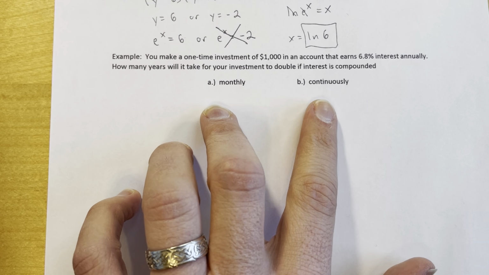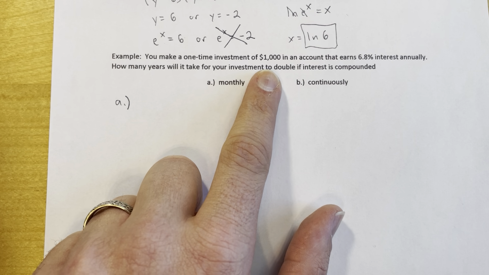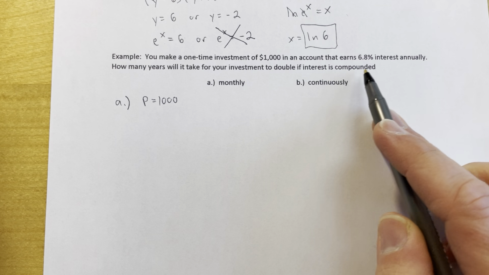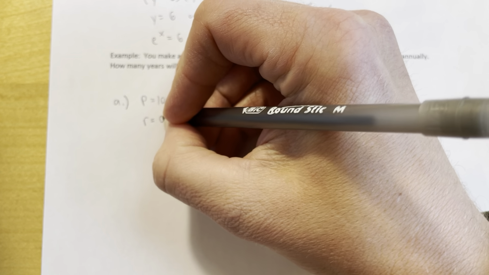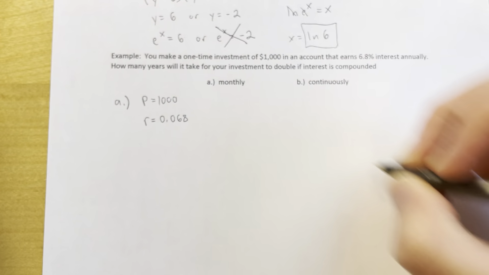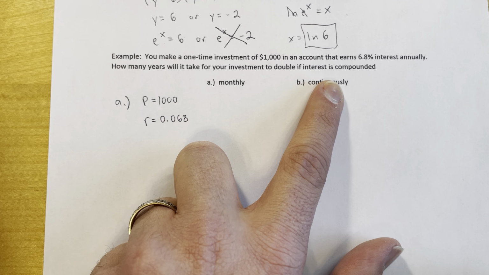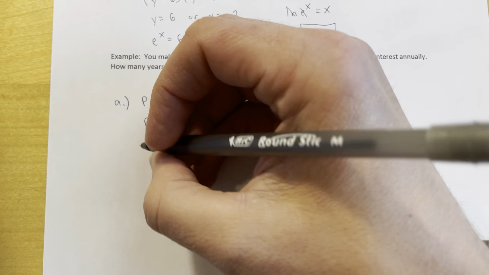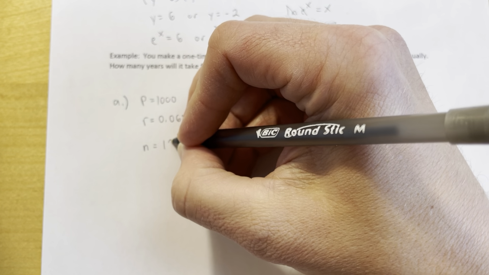Compound interest problem. It's got an A and a B to it. So let's start with A. We're going to make a one-time investment of $1,000. So that's P equals 1,000 in an account that earns 6.8% interest annually. So that's my rate. R is equal to 0.068. And it says, how many years will it take for your investment to double if interest is compounded monthly for part A and continuously for part B. So for part A, monthly means that we're compounding our interest 12 times per year because there's 12 months in a year. That's what n is equal to.